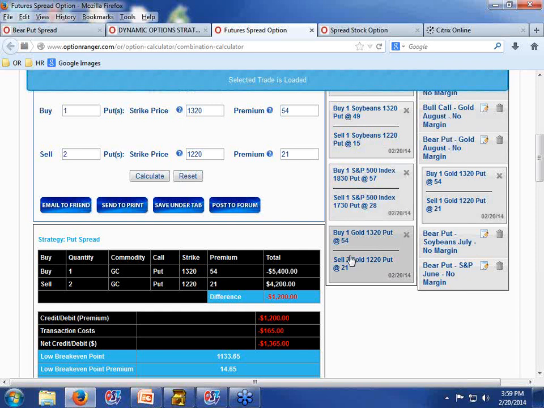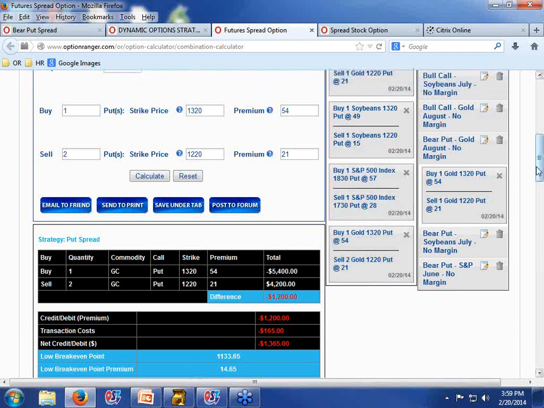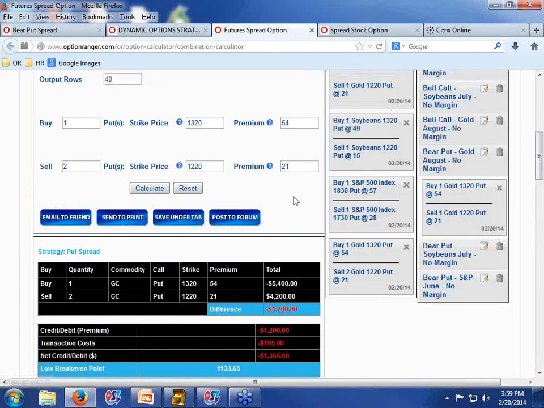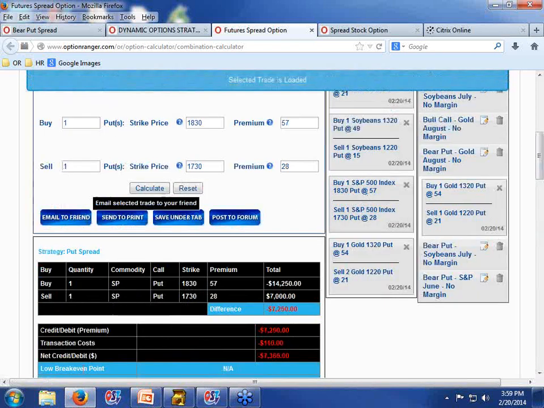So here we have the 1 by 2. We can look at the profit and loss box and have a quick look at the spreadsheet. Then, you know, we can go back. Let me look back at the 1 by 1 trade, which is non-margin. Again, you have a quick summary box here.